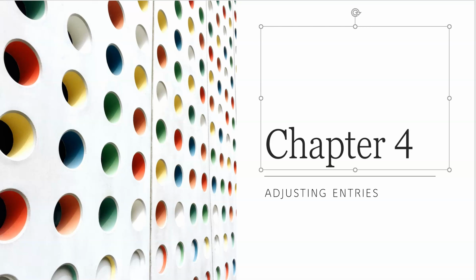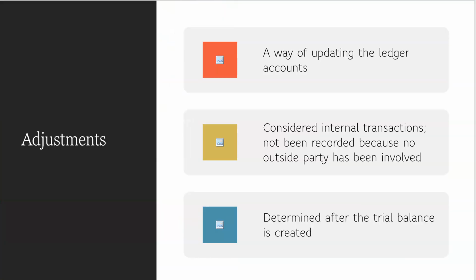In Chapter 4, we are going to look at adjusting entries and creating a worksheet. So we're going to begin with adjusting entries. Adjusting entries are a way of updating the ledger accounts. It's a way to bring accounts up to date to show the actual balances in some of our accounts.